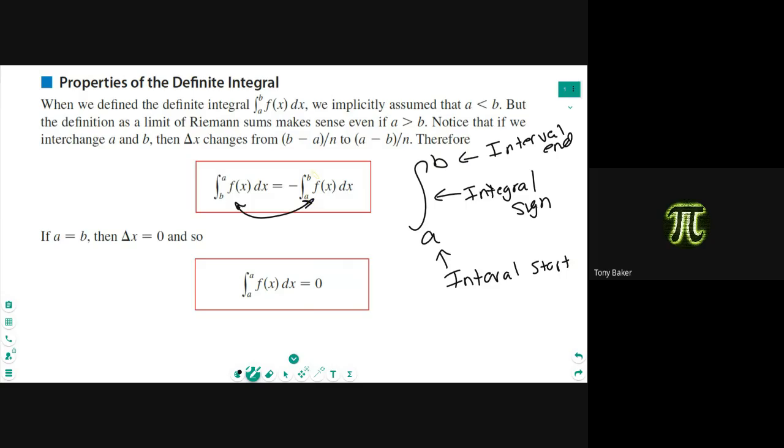If you switch the start and the end, we end up becoming a negative version of it. And this one, if my start and end are the exact same point, it's 0. The second one should be pretty self-explanatory, but they are important to actually know. They do come up in some places.